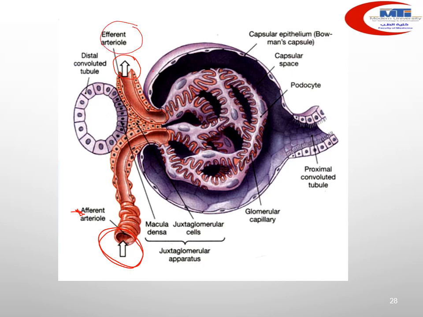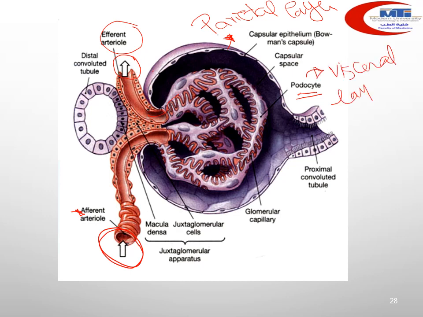Okay, and you have lots of capillaries in between. This is the parietal layer, and the other one, the podocyte, is called the visceral layer of the Bowman's capsule. And this dark space is where the filtrate enters, and it goes to the urinary pole of the proximal convoluted tubule.